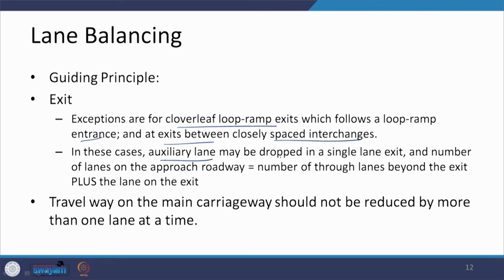It says the auxiliary lane may be dropped in a single lane exit, and the number of lanes on the approach roadway can be the number of through lanes beyond the exit plus the lane on the exit. So, beyond the exit, whatever number of lanes are there plus the one lane on the exit, that is how the total values are going to be there on the approach road. So, whatever this approach road is.